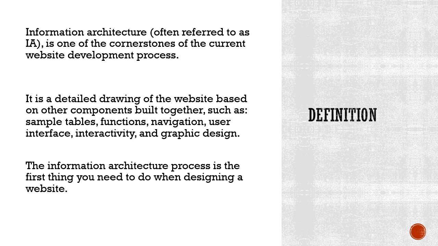Information architecture, or we can call it the IA, is one of the cornerstones of the current website development process. It is a detailed drawing of the websites based on the other components built together, such as the sample tables, functions, navigation, user interface, interactivity, and graphic design. Basically, the information architecture process is the first thing you need to do when designing a website.